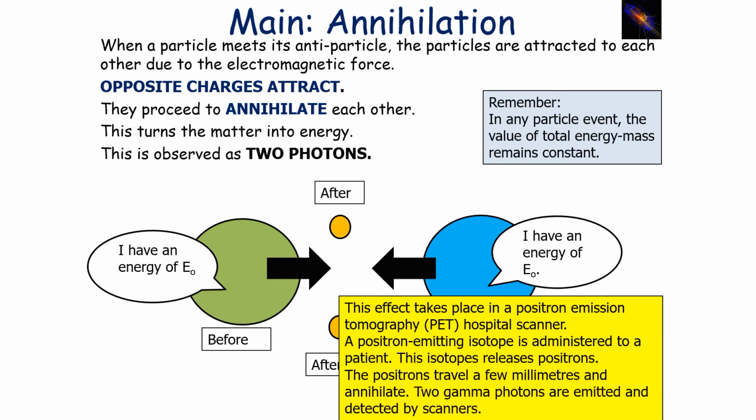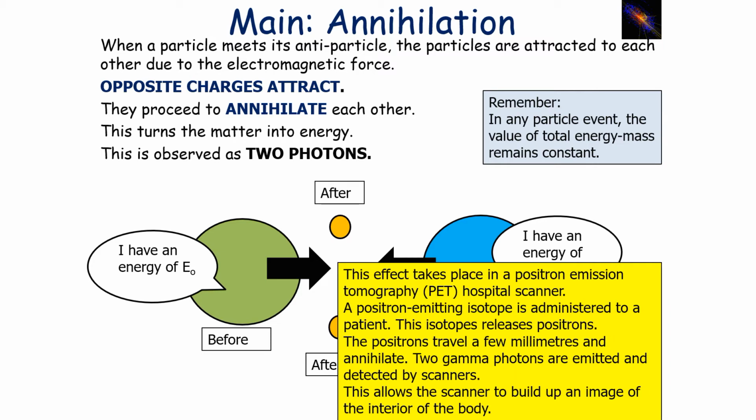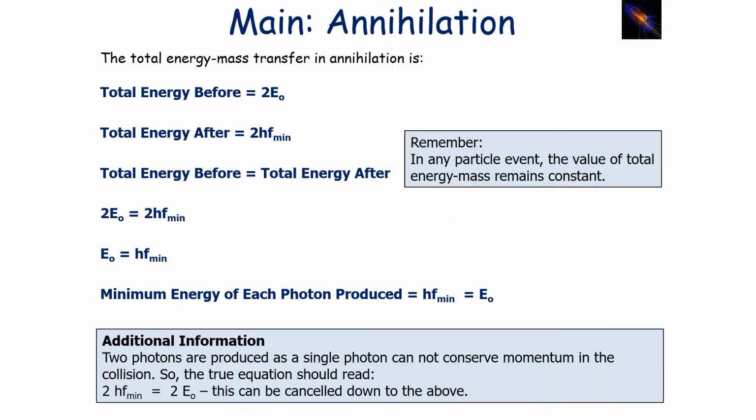The two gamma photons are emitted and detected by the scanners, and this allows the scanner to build up an interior image of the body. So what we can say is that the energy before is 2E0, the energy afterwards is 2hf, so therefore 2E0 equals 2hf, so therefore E0, the minimum energy of each photon, is equal to hf. This is true because two photons are produced.